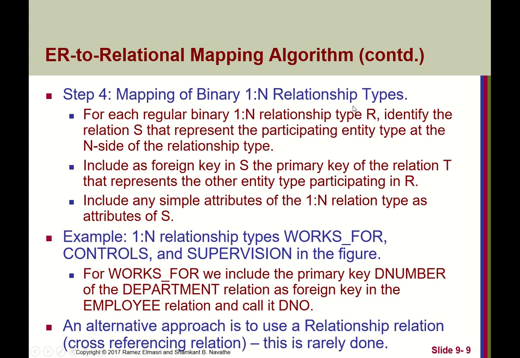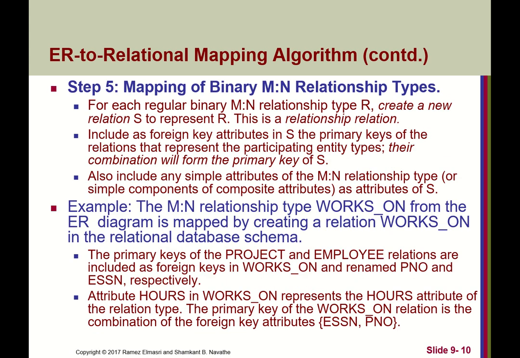So that's the participating entity type at the N side. When you have one entity related to another entity with a one-to-many relationship, just look into the N side. The entity type at the N side is the entity that is going to have the foreign key, which refers to the primary key of another table. So let's see the ER diagram.